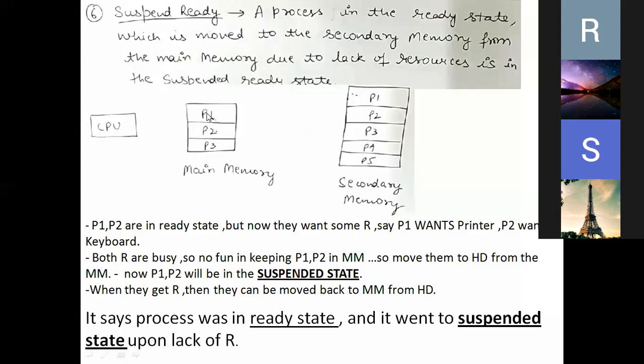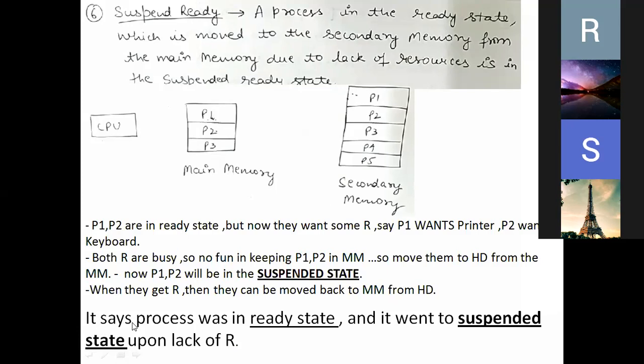So what I can do is move P1 and P2 to the secondary memory or the hard disk. Here both the resources are busy, so there is no point in keeping P1 and P2 in the main memory. I can move them from the main memory to the hard disk. Now P1 and P2 will be in which state? Suspended state. Why? Because these 2 processes will be temporarily suspended as they are requesting some resource or some IO operations. Hence, I can suspend them by moving them from main memory to the secondary memory. Again, when P1 and P2 get the resources they need, I can take the processes back from the hard disk to the main memory.